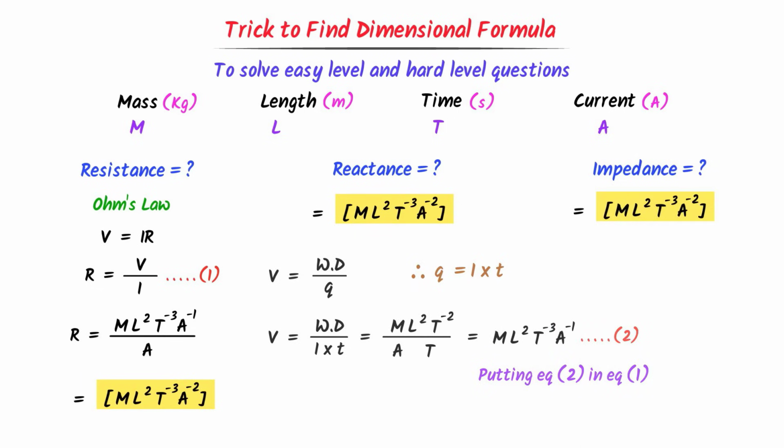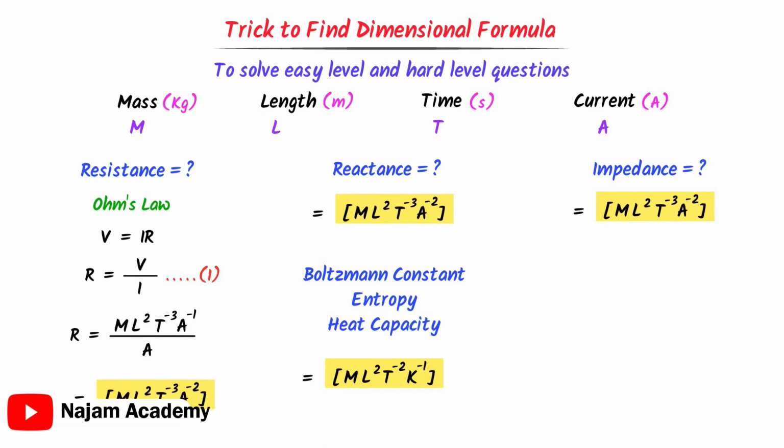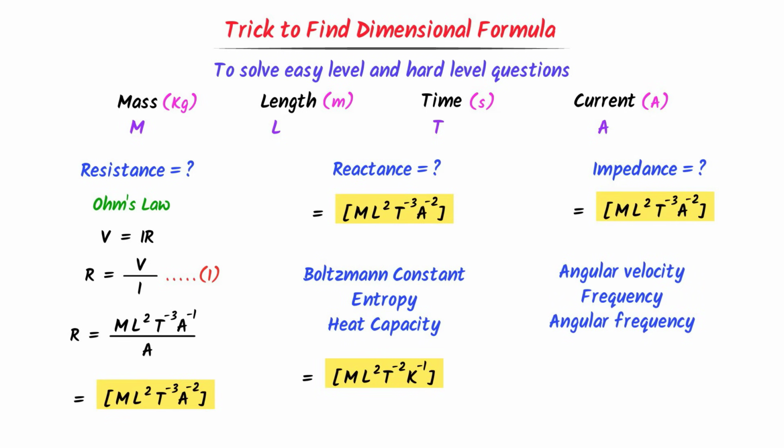Also remember that the dimensional formula of Boltzmann constant, entropy and heat capacity is M L^2 T^-2 K^-1. While the dimensional formula of angular velocity, frequency and angular frequency is M^0 L^0 T^-1. Thus note down all these important dimensional formulas which will help you in any exam. I hope that you have learned this super easy trick.